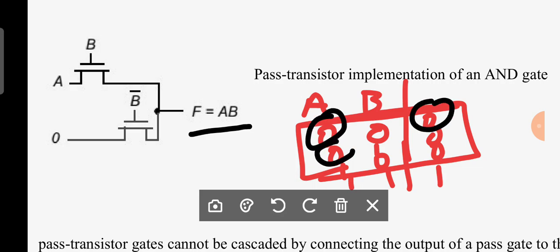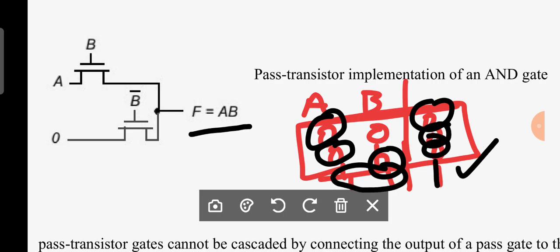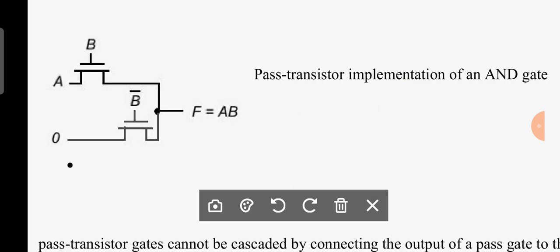You can observe if you want. Is it clear? Only when the two inputs are 1 will it produce an output of 1. Shall we cross check this? Okay, now let us consider A is 0, B is 0.